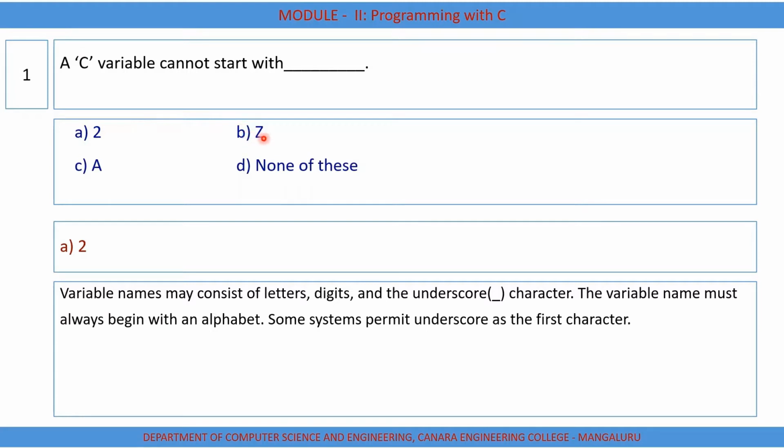B, Z, that is an alphabet, so a variable name can start with Z. Similarly, option C, A, that is again an alphabet, so a variable name can begin with A. D, none of these, is also an incorrect option. So as per the rules of naming a variable in C, the option A, 2, is the correct answer.